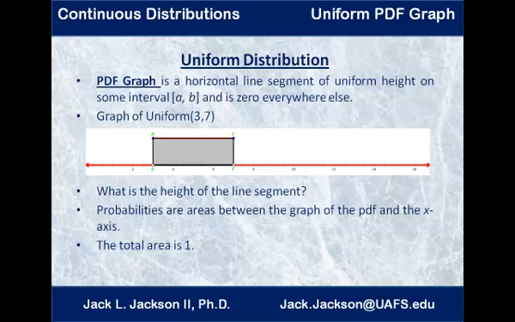So we know from any continuous distribution that the areas between the graph of the PDF and the x-axis are probabilities. If we put all the area between the graph of the PDF and the x-axis, we get a total area of 1. So we're just saying that the area of that rectangle is 1. Well, can you now figure out what the height is? If you don't have it already, press pause now and figure it out.